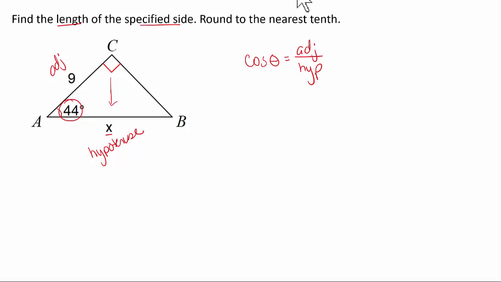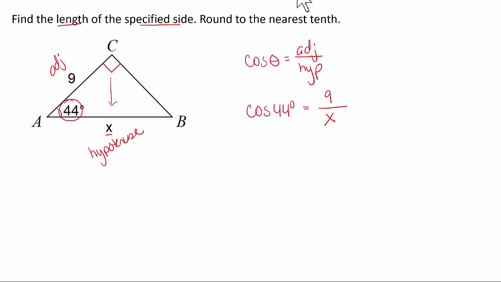And once you have this down, you're just going to plug in what you're given. So we're given that theta, the angle, is 44 degrees. So cosine of 44 degrees is equal to, adjacent is the side we know, that was 9. And the hypotenuse is x. That's what we want to find. So now I have my formula. I'm just going to solve for x.